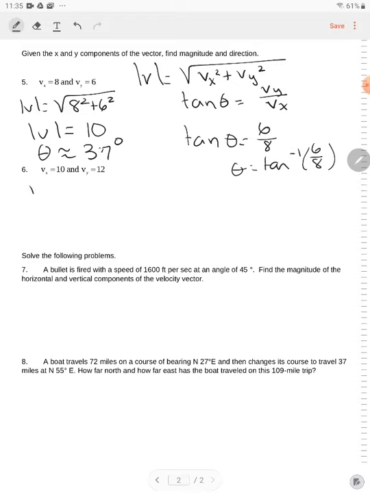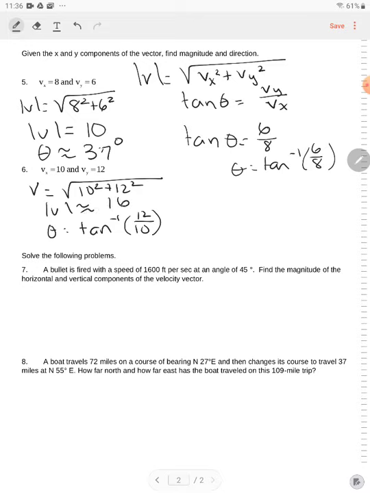Okay, Vx and Vy. V is equal to the square root of 10 squared plus 12 squared. Theta is equal to tangent inverse of 12 over 10. So the magnitude of V is approximately 16, if I round. Tangent inverse of 12 divided by 10 is 50.1, so theta is approximately 50 degrees. Remember, these angles are coming from the horizontal.